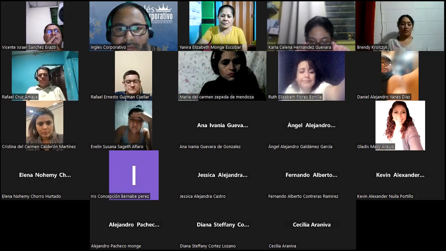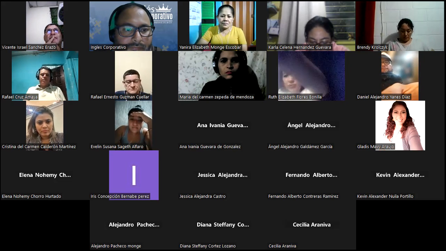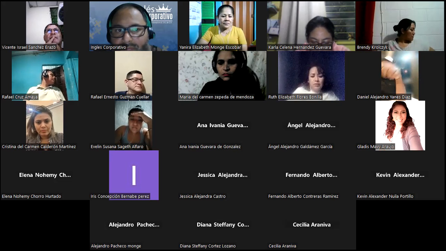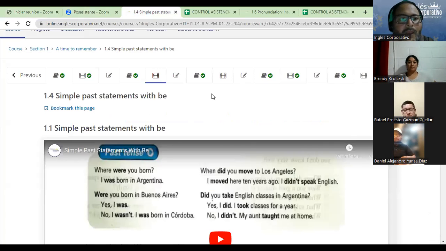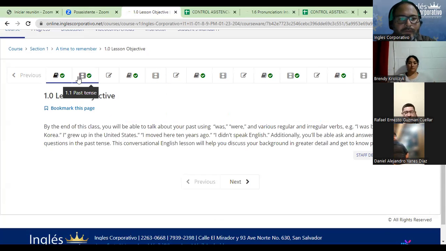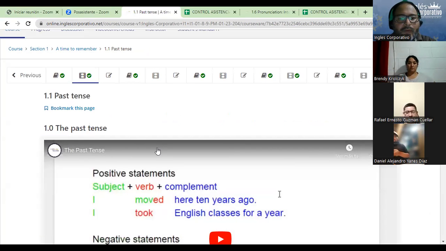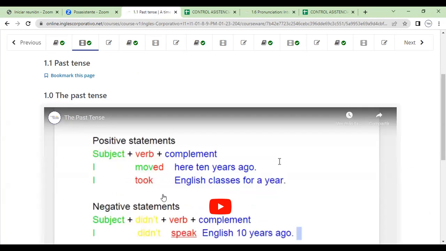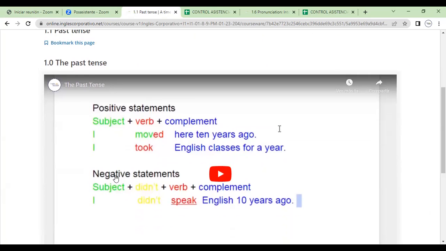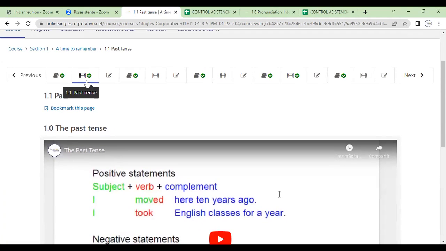Give me 1 second, please. Okay, now over here, yesterday we were talking about the simple past. We were talking about was and were, the way we create statements in the past, with regular and irregular verbs, and also the auxiliary "did". When do we need the auxiliary "did"? Positive, negative, and interrogative statements.